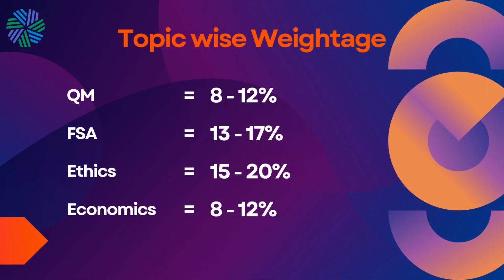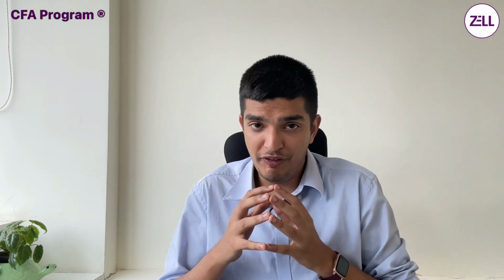QM is 8 to 12%, FSA is 13 to 17%, ethics is 15 to 20%, economics is 8 to 12%. Practice, score well in the morning session, and you've just increased your probability to pass the CFA exam by at least 50%. Because I think these subjects constitute 50% of the exam. You do well here, you're very, very likely to pass the CFA Level 1 exam.